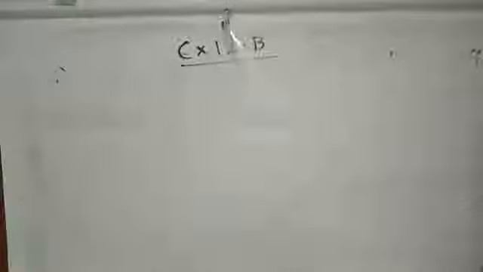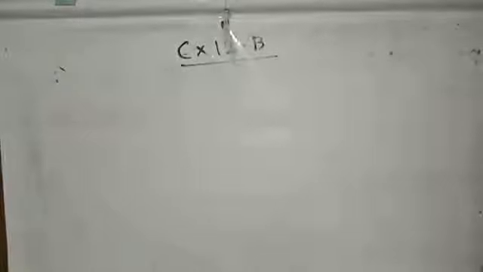Last class we discussed exercise 12b, that is expansion. Expansion of a plus b the whole square, a minus b the whole square, a plus b into a minus b, etc. Did you remember that? What is a plus b into a minus b? A plus b into a minus b is a square minus b square, that is first term square minus second term square.